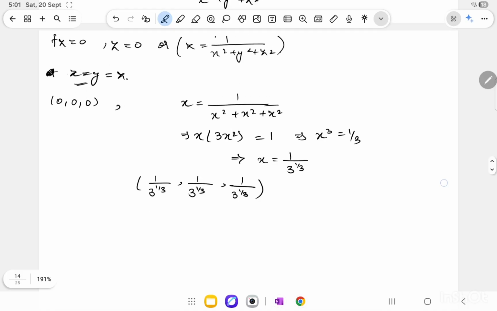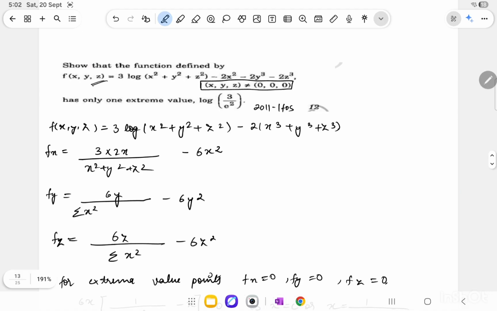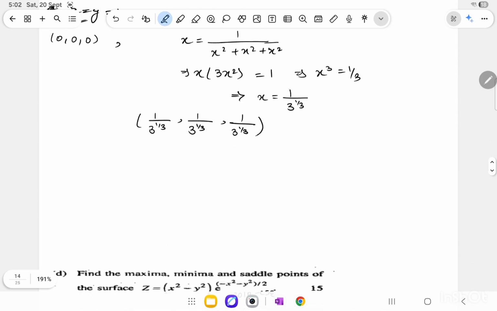But if you see the question properly, in the question they have defined that the function f(x, y, z) is defined for those points where x, y, z are not simultaneously 0. So the function is not defined at (0, 0, 0). So there is no point in checking the possible extrema value at this point. We'll check only the other point.